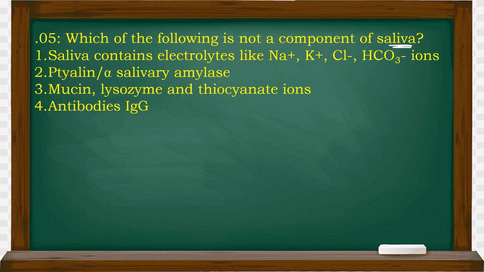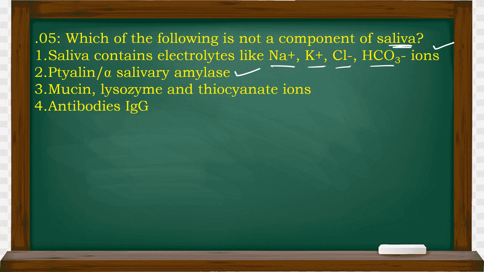Saliva basically contains some electrolytes, due to which saliva varies in pH with respect to water. The presence of ions in saliva is mandatory, and the first option, which says saliva contains certain electrolytes like sodium, potassium, chlorine and bicarbonate ions, is absolutely correct. And the second option, ptyalin or alpha salivary amylase, is a vital component of saliva which helps in the digestion of some of the components that we feed on.